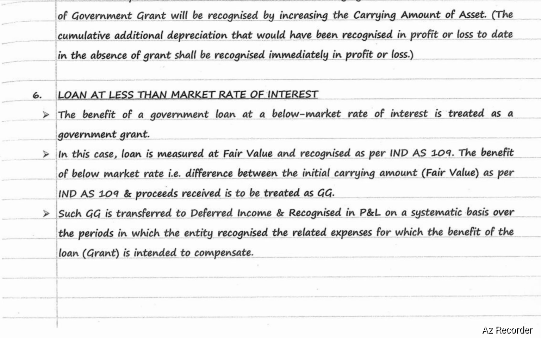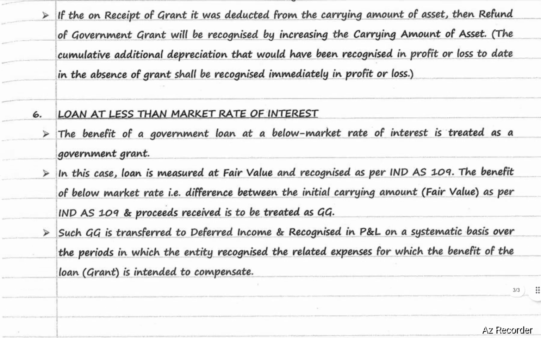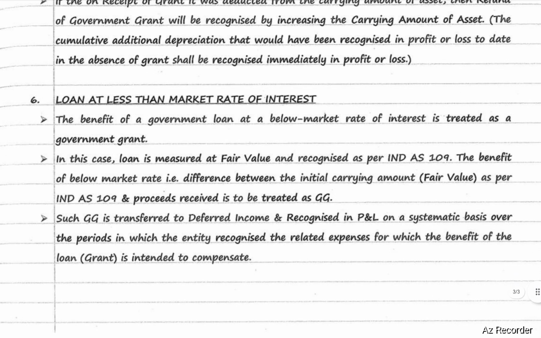Next, loan at less than market rate of interest. The benefit of a government loan at a below market rate of interest is treated as a government grant. In this case, loan is measured at fair value and recognized as per Ind AS 109. The benefit of below market rate, that is difference between initial carrying amount, that is fair value as per Ind AS 109, and proceeds received is to be treated as government grant. Such government grant is transferred to deferred income and recognized in P&L on a systematic basis over the periods in which the entity recognized the related expenses for which the benefit of loan, that is grant, is intended to compensate.